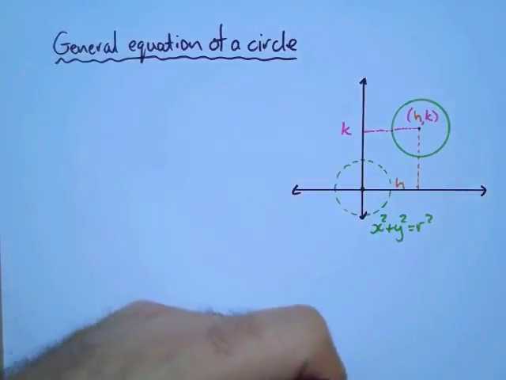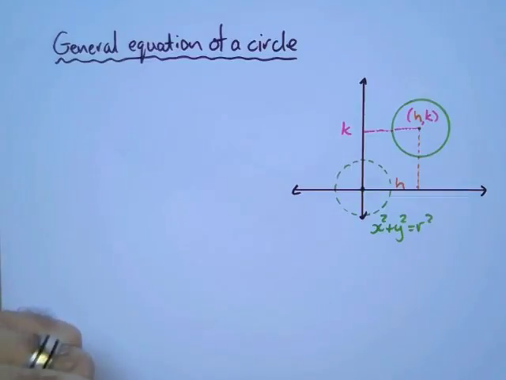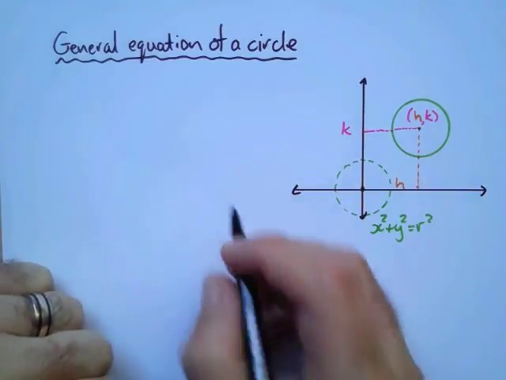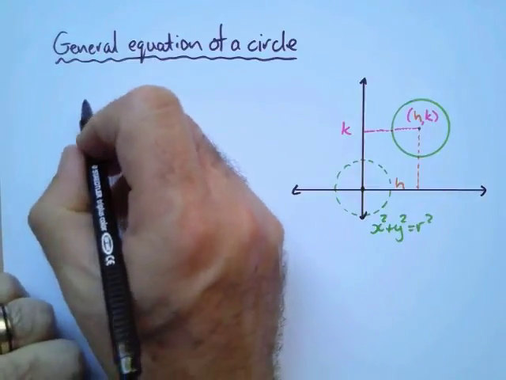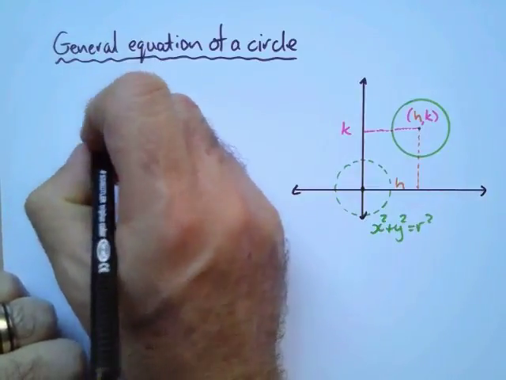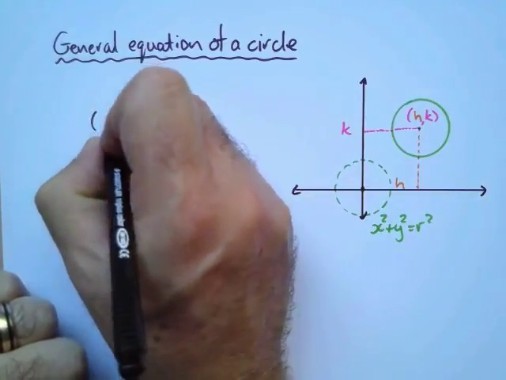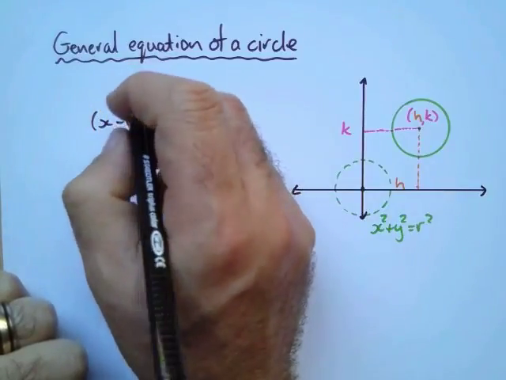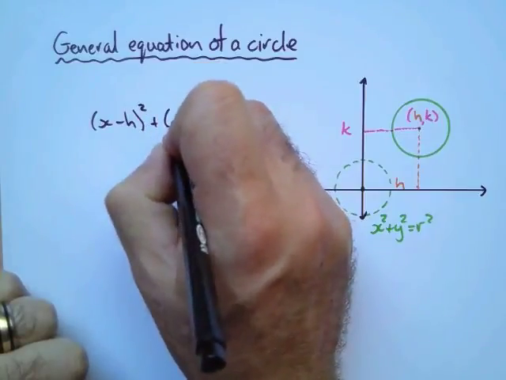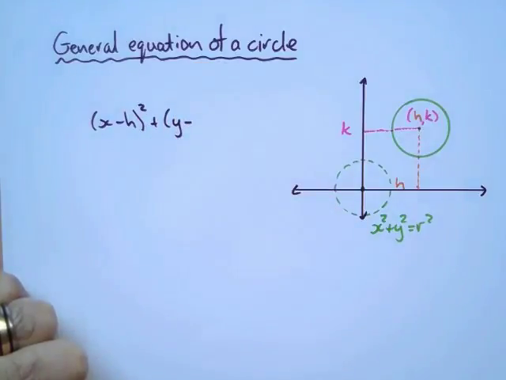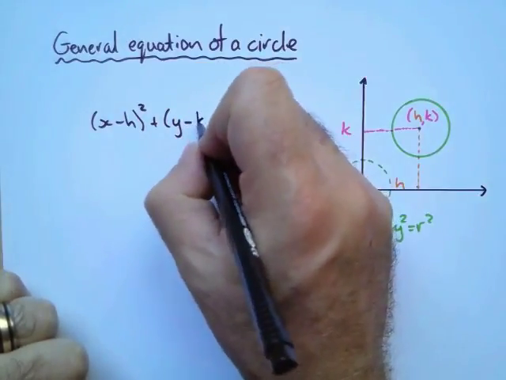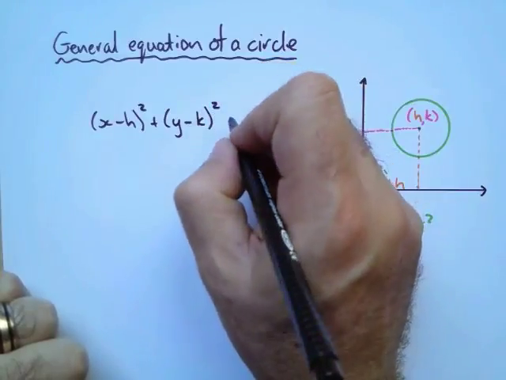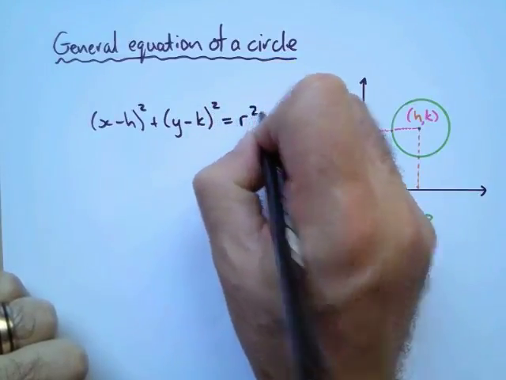Now, the formula will look like this. The general equation will look like this. x minus h, x minus h squared, plus y minus k squared equals r squared.